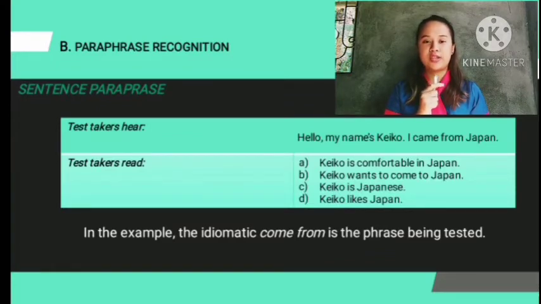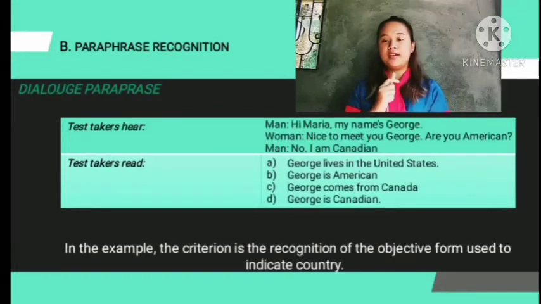The test takers hear "Hello, my name is Keiko. I came from Japan." The test takers read or paraphrase it as "Keiko is comfortable in Japan," "Keiko wants to come to Japan," "Keiko is Japanese," and "Keiko likes Japan." In the example, the idiomatic "come from" is the phrase being tested. Another example of paraphrase is the dialogue paraphrase.